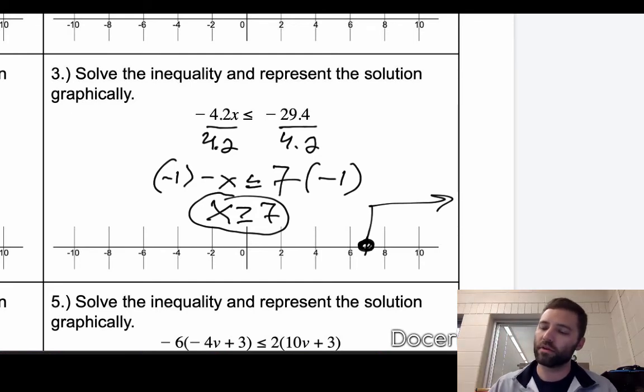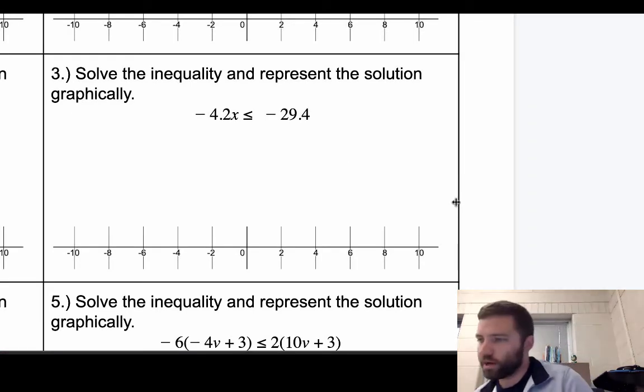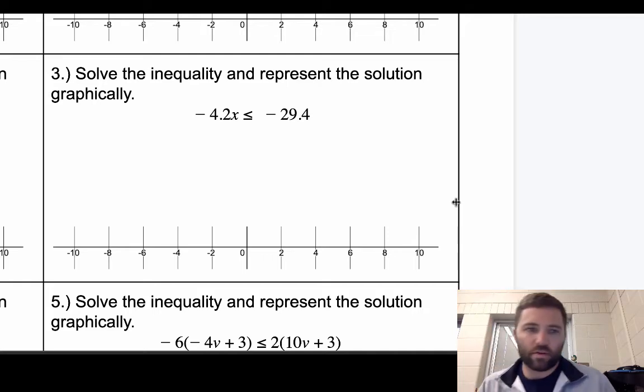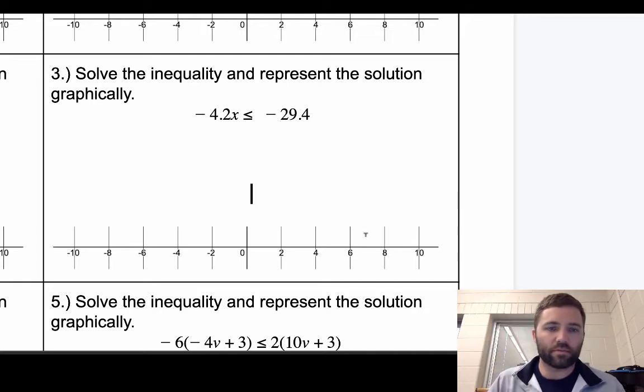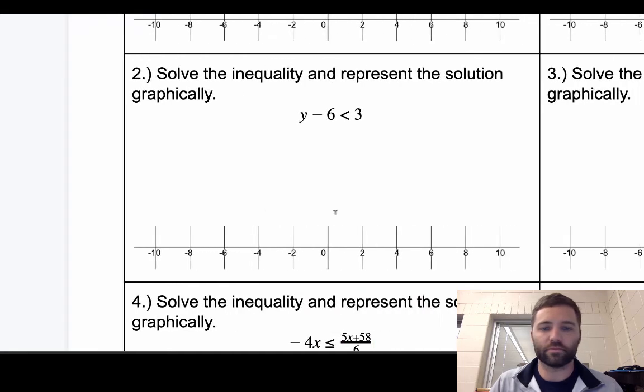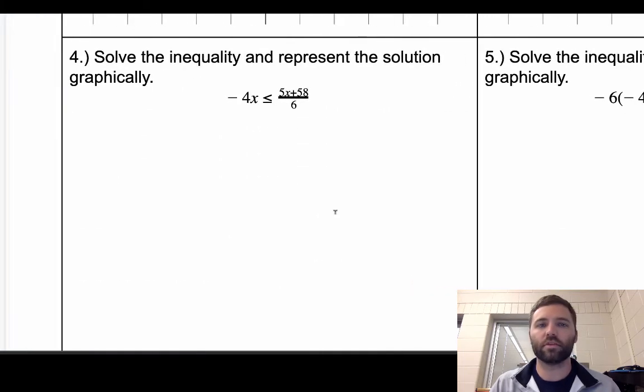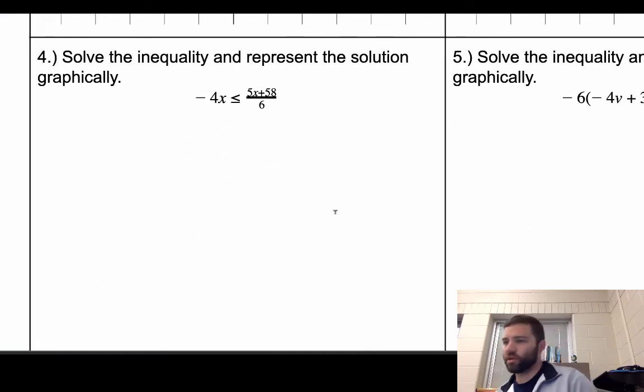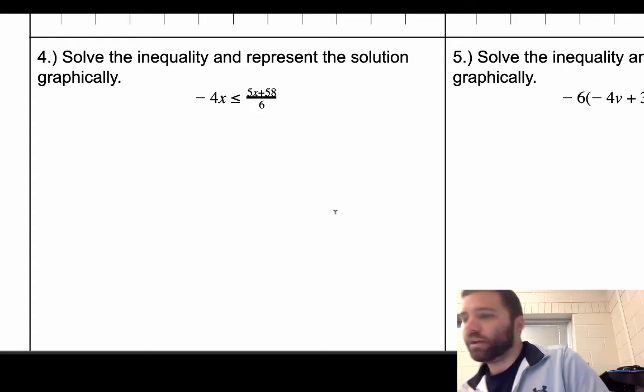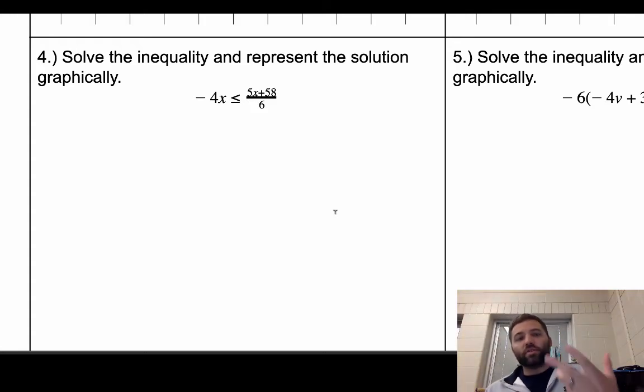All right, let's do a couple more problems here. So, number 4. Solve the inequality and represent the solution graphically. All right, well, you'll find now that inequalities behave much like equations with that one exception. When you multiply or divide by a negative, you have to change the direction of the inequality.